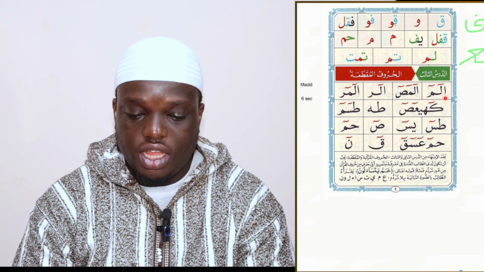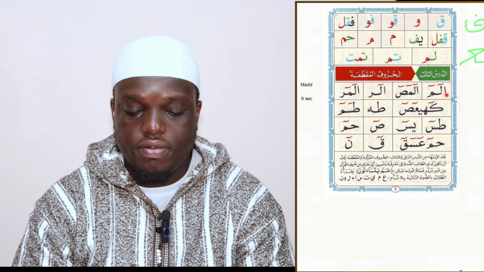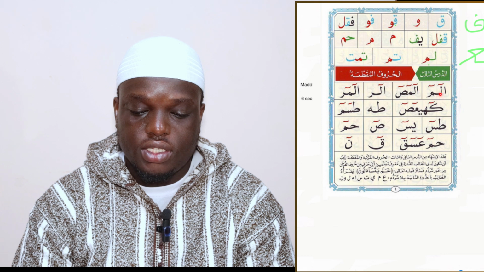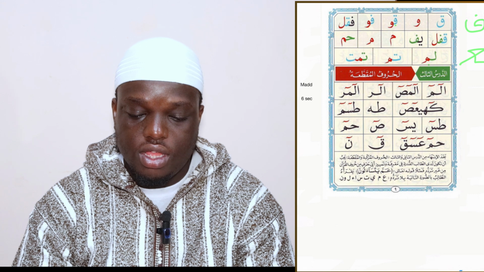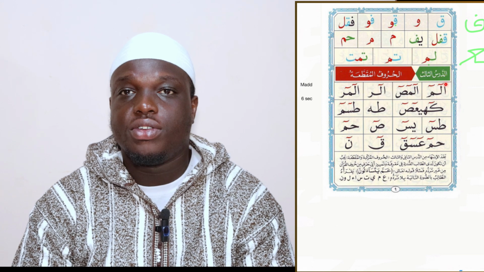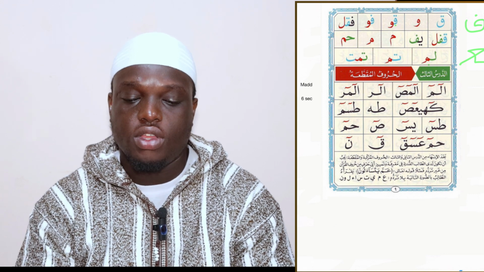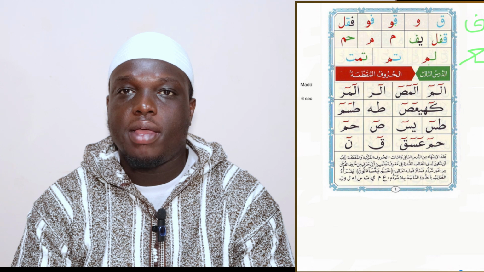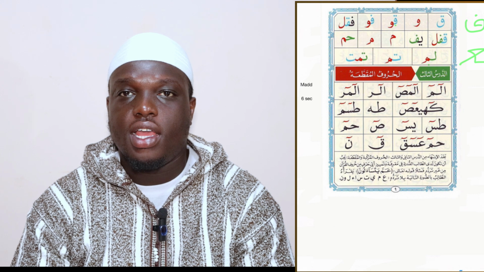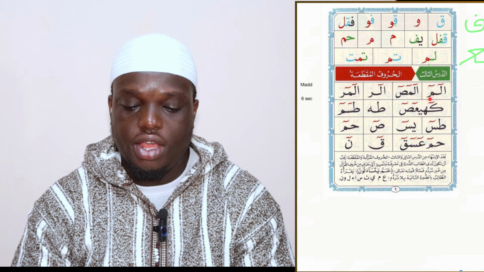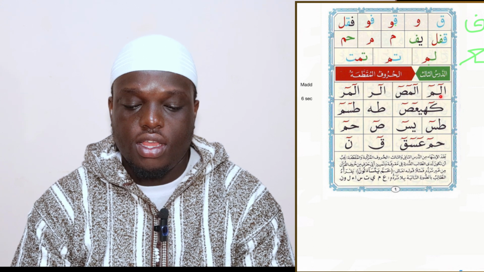So the first letter that we see here, what letter is this? Alif, right? The next letter is what? Lam. The next letter is what? Lam. On top of the lam, there's a mud sign on it, right? So meaning we have to stretch out the sound. We have to make the sound long. Lam for 6 seconds. So alif, lam. The third letter is what? A meem, right?